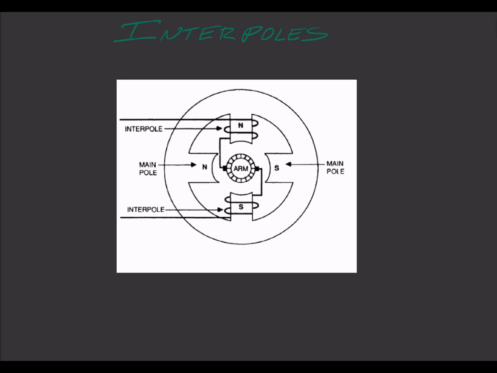We're going to use interpoles. Interpoles are simply small coils, short windings. They're usually fewer turns than the main poles, and you notice they are wired in series with the armature. The purpose of the interpoles is they're placed so they'll create a magnetic field that counters the armature reaction.